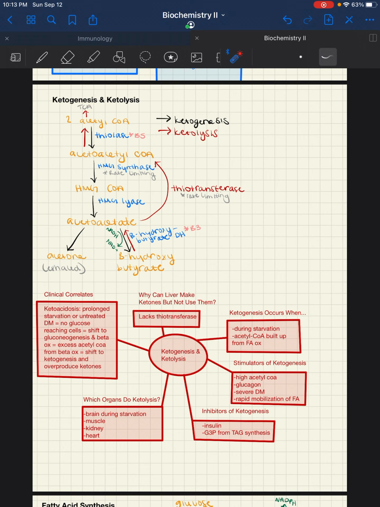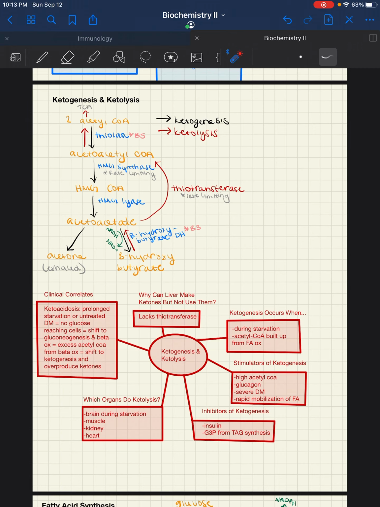How do we enter ketogenesis? It can happen because of a few things, because of prolonged starvation, or when someone has severe diabetes mellitus type 1. Stimulators of this pathway, so acetyl-CoA will stimulate it because this is what we're putting into the pathway. If we have this, we can move forward.